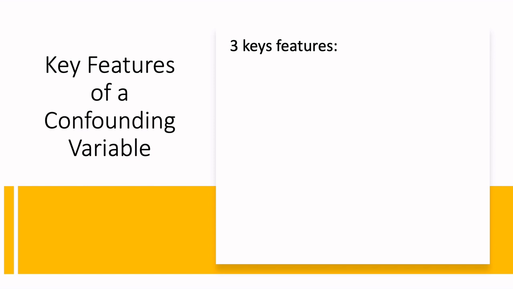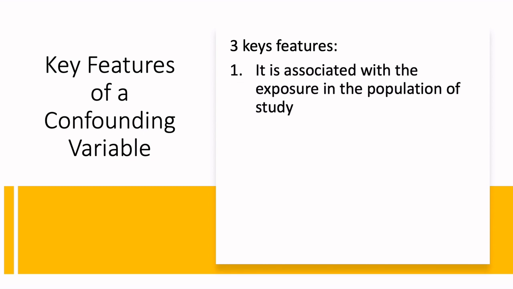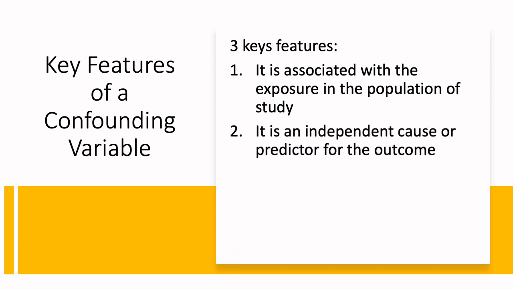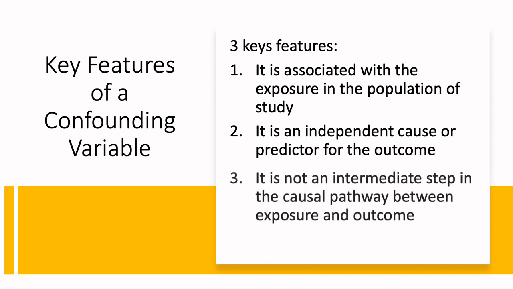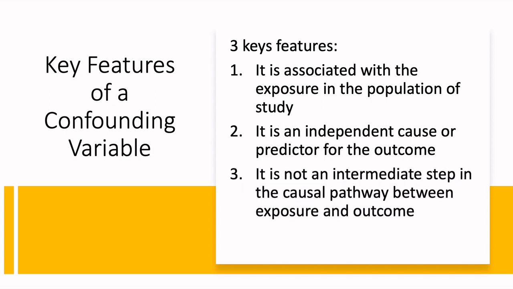Every confounding variable has three key features. Firstly, a confounding variable has to be associated with the exposure in the population of study. Also, a confounder has to be an independent cause or a predictor for the outcome variable. What I mean by that is the outcome and the confounding variable have to have some kind of relationship. Lastly, a confounder can't be an intermediate step in the causal pathway between the exposure and the outcome.